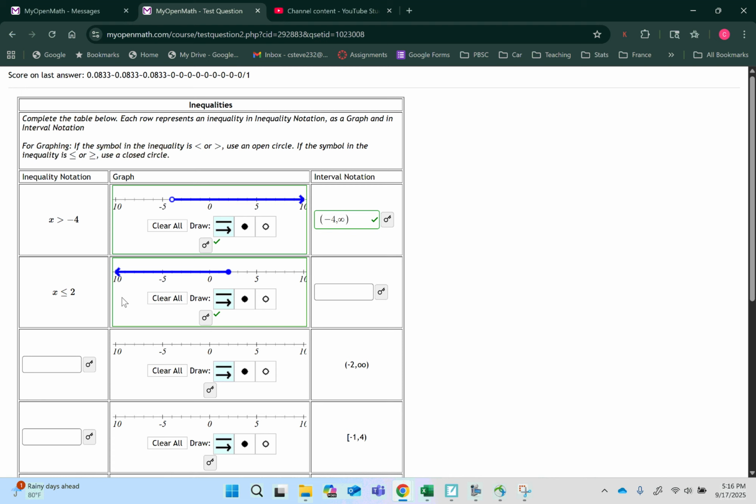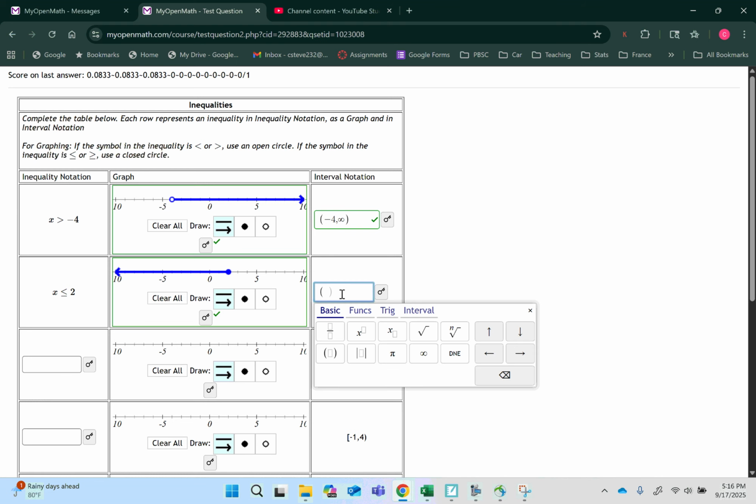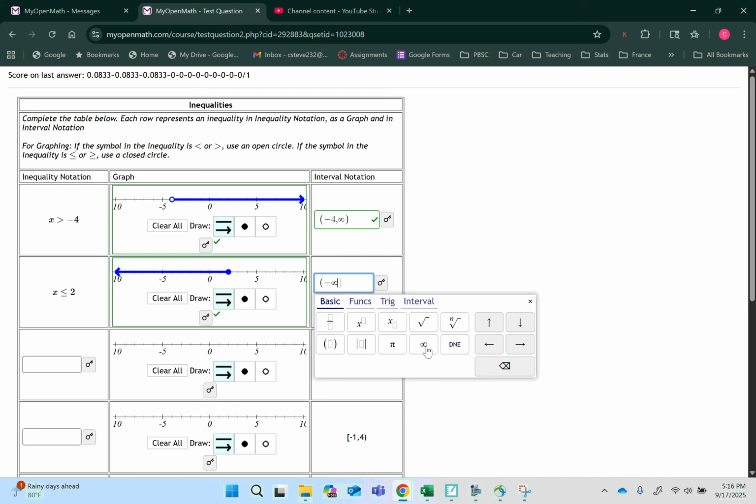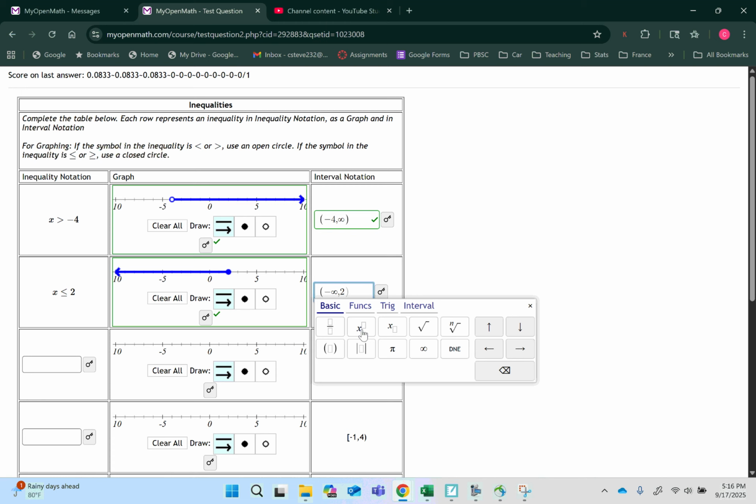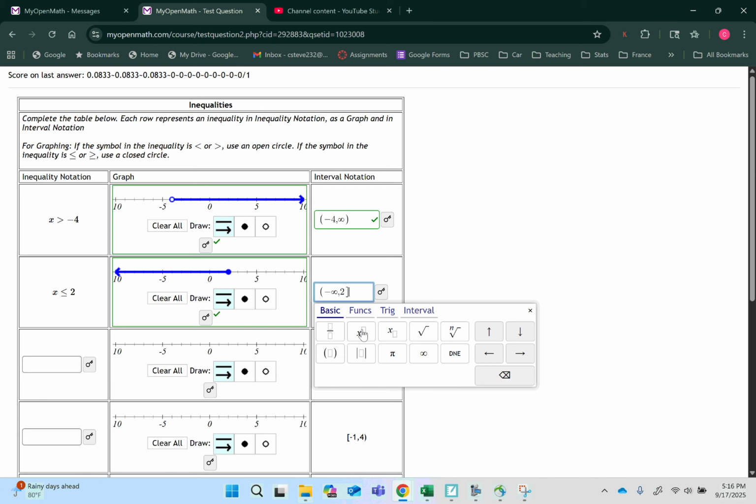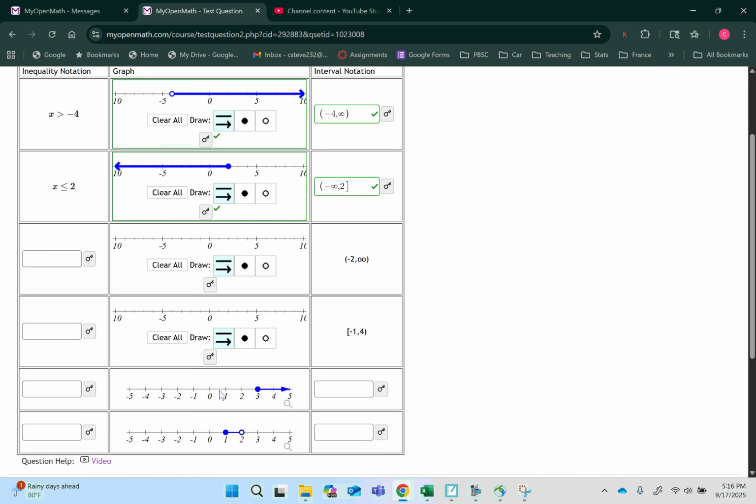So we're coming from the leftmost boundary. There isn't one. So we will use a soft parenthesis there and a negative, and then the infinity symbol, comma. Next, we will show that this interval ends at x equals 2, and that we want to include the 2. So we're going to use the square bracket instead of the soft rounded parenthesis. Okay, great, looking good. So now this time we're going to be going the opposite direction. We're going to start with interval. We can graph it and then also turn it into inequality notation.